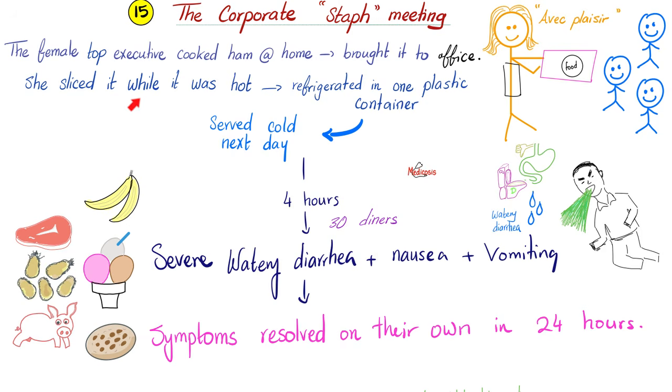She sliced it while it was hot, refrigerated it in one plastic container. It here refers to the hog, of course. Where is he going with this? And then it was served cold next day, because there is nothing like some good, clean, cold, watery ham slices. Before discussing Q1 top-line revenue, all the accountants developed severe watery diarrhea and nausea and vomiting. Pretty sure they were following the generally accepted accounting principles, you know?